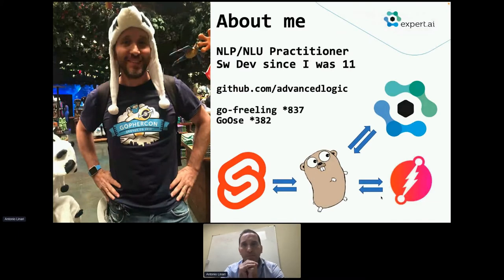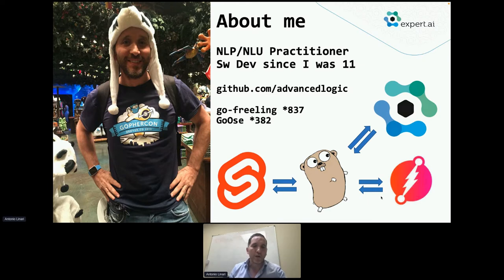Something about me. I've been a natural language processing and natural language understanding practitioner for basically 15 years, maybe a little bit more. And I've been a software developer since I was 11, so it really started early. I was developing BASIC, Fortran, Pascal, very old programming languages. And I am the author of two projects on GitHub, GoFreeLink and Goose. GoFreeLink is the port of an NLP library written by the University of Catalonia from C++ to Go.